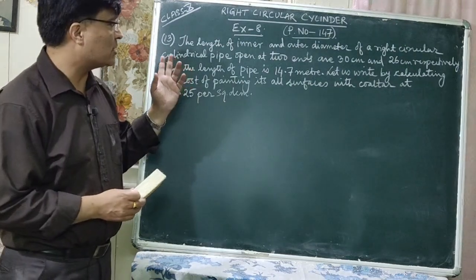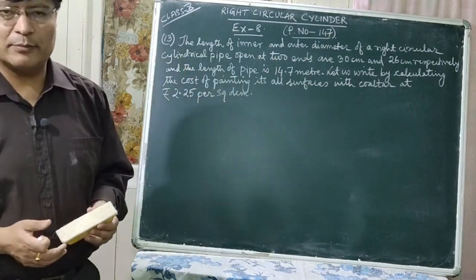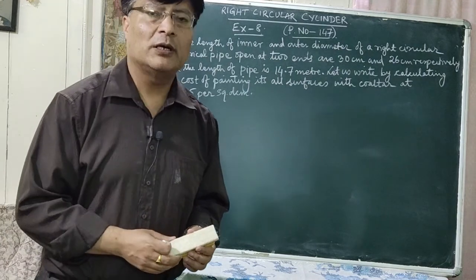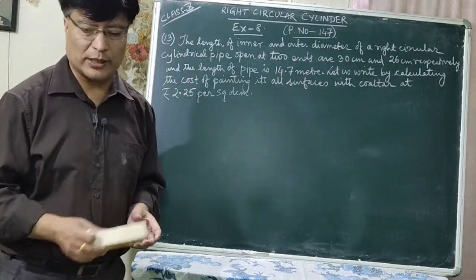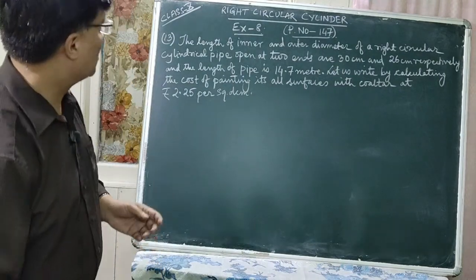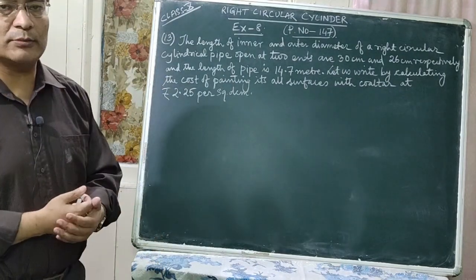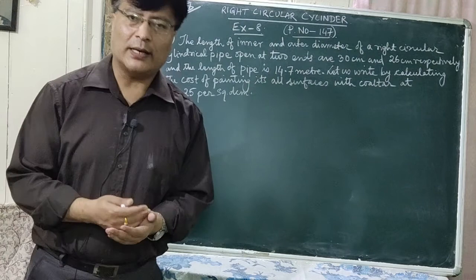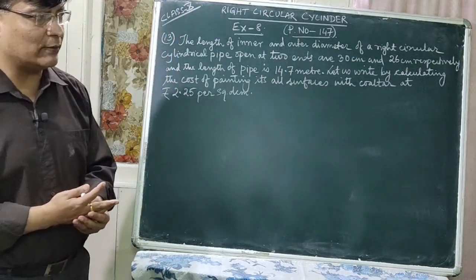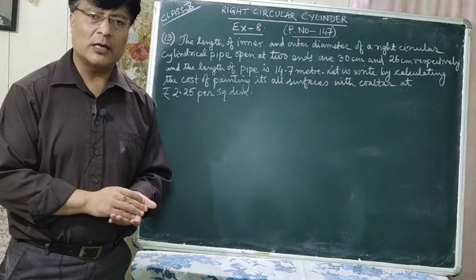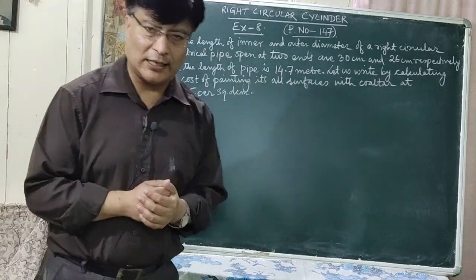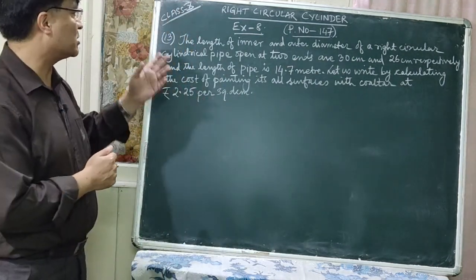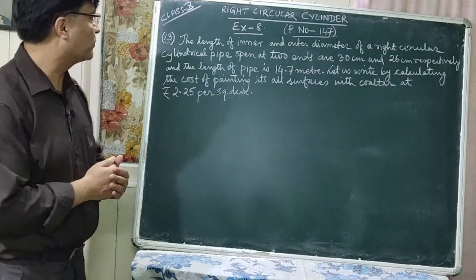Same exercise 8, page number 147 from the book Ganit Prakash for class 10 by West Bengal Board of Secondary Education. So now let's start this question number 13. In the last online class we did question number 12. I think you revised all the problems that we did so far in the chapter right circular cylinder. Okay, so now let's start this question number 13.